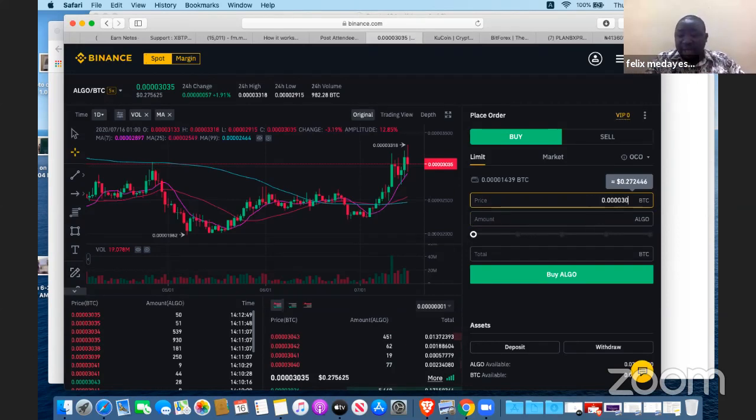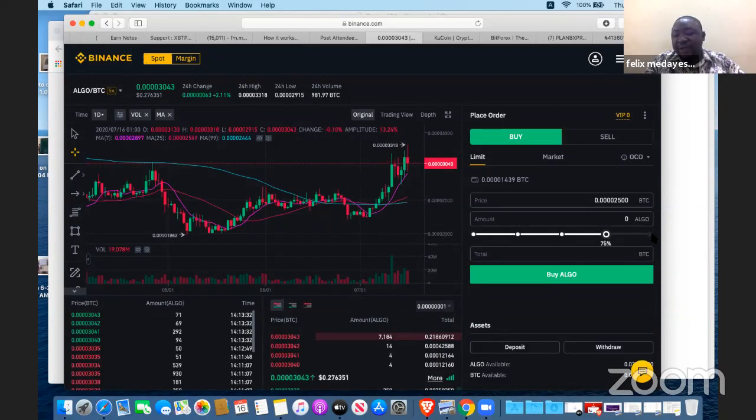Then you now say, okay, let me erase it and put 2,500 Satoshi, which is going to be 22 cents instead of 27 cents that it is now. How many do I want to buy? Look at all this angle. If you place your cursor, it says 0%. If you click on the second knot, 25%, the next knot, 50%, the next knot, 75%, the last knot, 100%.